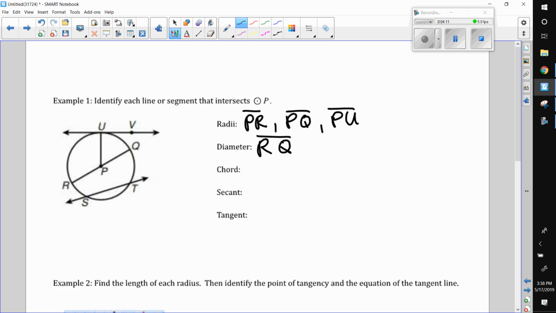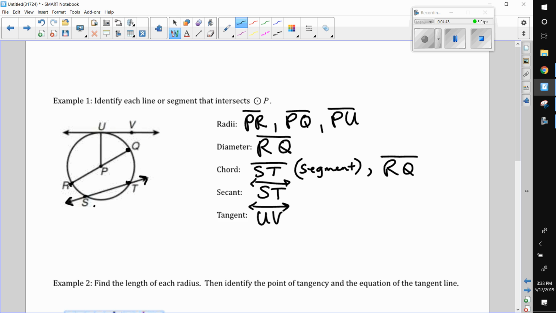For a chord, you can cut this one off here, ST, just the segment of that, so the segment that's part of the line. Also, we consider the diameter to be a chord as well. It's touching the circle at 2 points. Your secant is going to be ST, because it's got these arrows. And your tangent is going to be UV, and it's also got those arrows. So the notation here, you need proper notation that we learned at the beginning of the year, segments and lines.